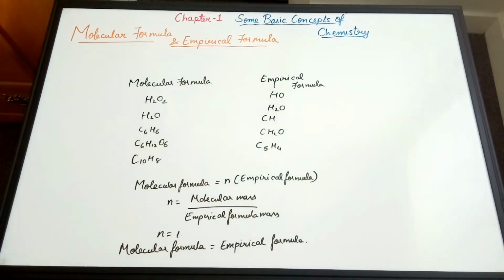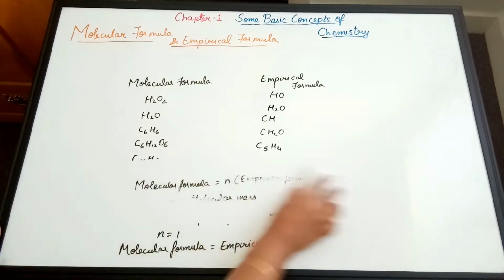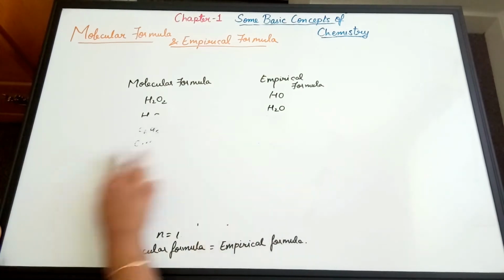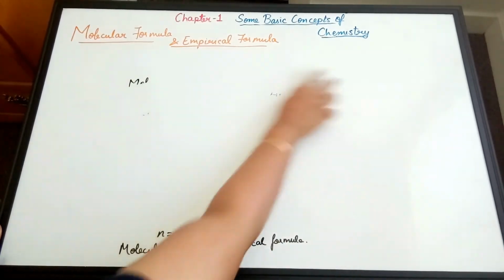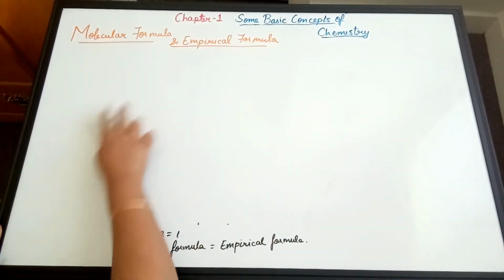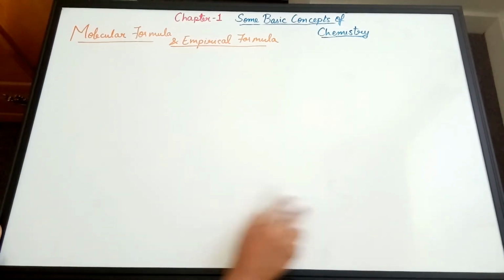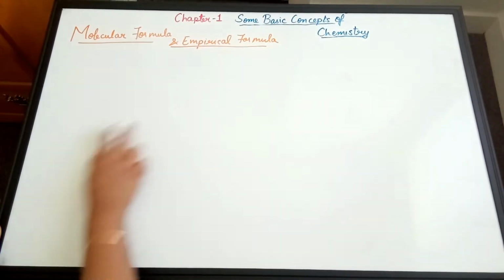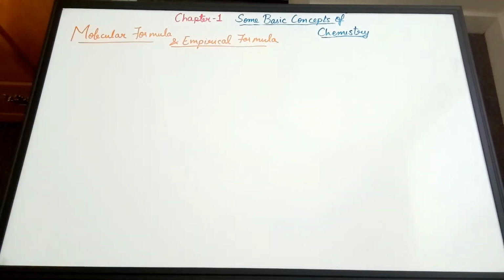Now we need to be able to calculate the molecular formula and the empirical formula from the percentage composition. The steps to do that are given in the description box. I would suggest you open it, and we will be doing a few problems for us to understand the various steps better.